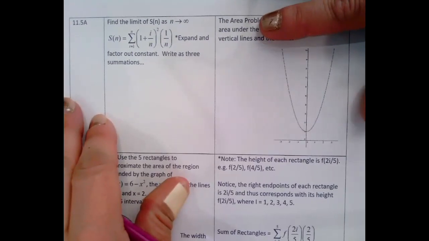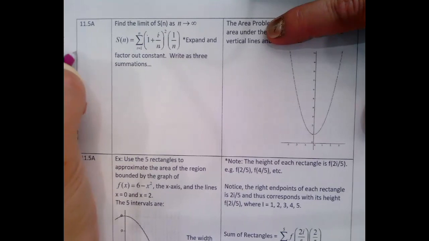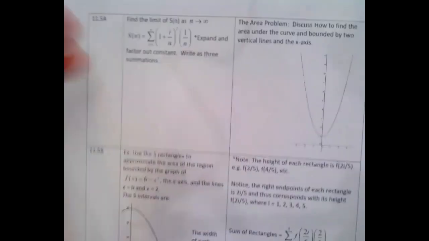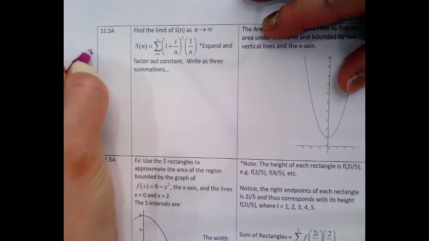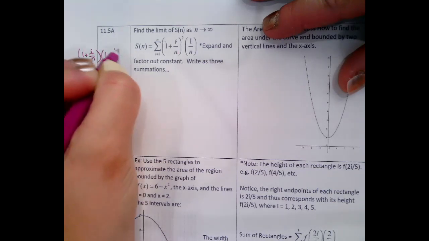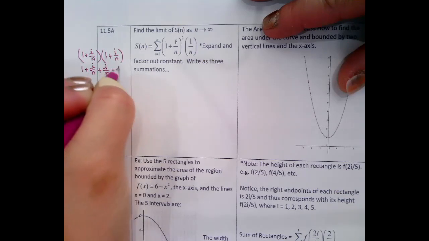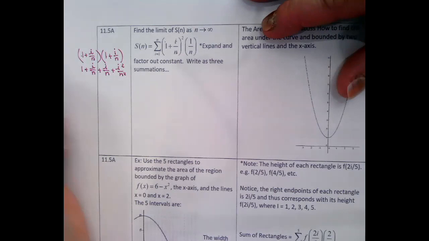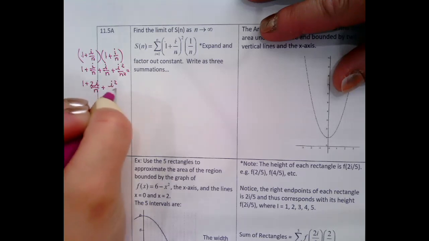So the very first thing I'm going to do is expand this. I see this 1 plus i over n squared. Let me raise this camera a little bit so you can see what I'm writing. So it's 1 plus i over n times 1 plus i over n. 1 times 1 is 1, plus i over n, plus i over n, plus i squared over n squared. So that gives me 1 plus 2i over n plus i squared over n squared.